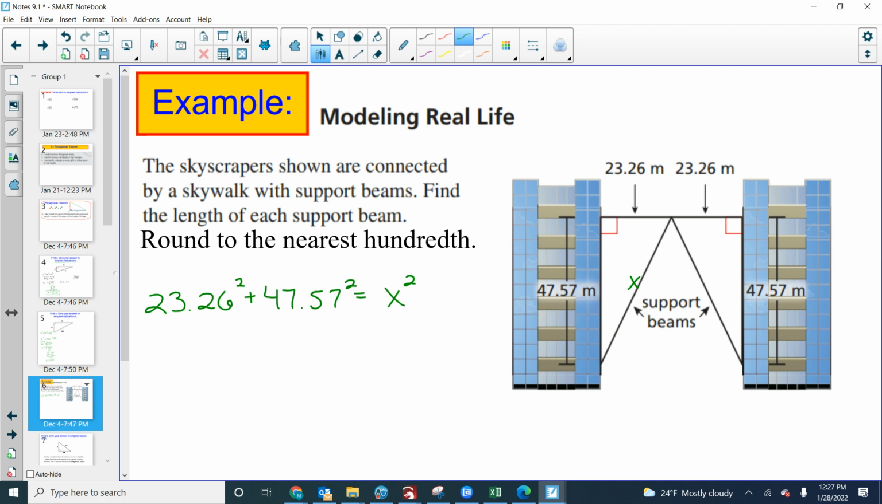All right. But here's what we're going to do. Everybody with me, in synchrony. 23.26 squared plus 47.57 squared. I'm going to say it again: 23.26 squared plus 47.57 squared. I have not hit enter until I have typed in this whole thing right here. Are you all ready to hit enter together? 3, 2, 1, push.